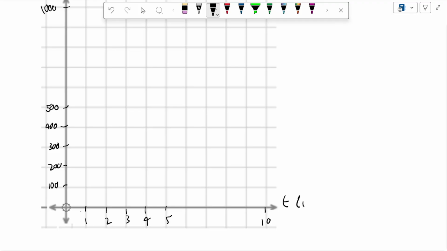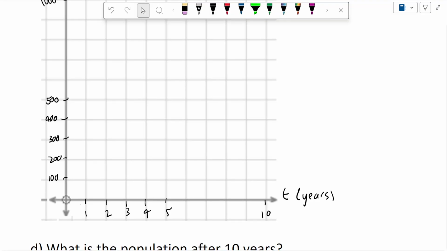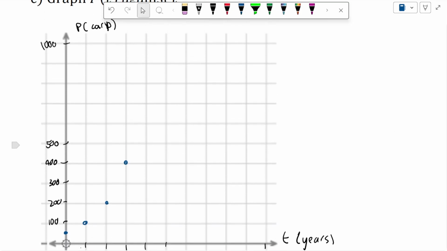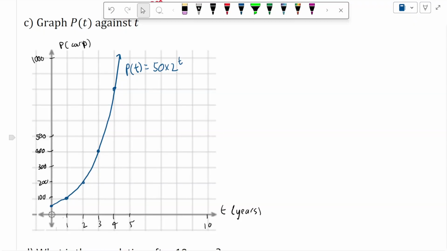We've got to go t in years for the x-axis, and we've got to go population in carp for the y-axis. And we're going to put a few points on here that we know. So we know 0 is 50, 1 is 100, 2 is 200, next one is 400, and the next one is 800. And then the graph should sort of look like that. And we can label it P of t is 50 times 2 to the power of t. So that's everything your graph needs. Make sure you've got all that stuff.